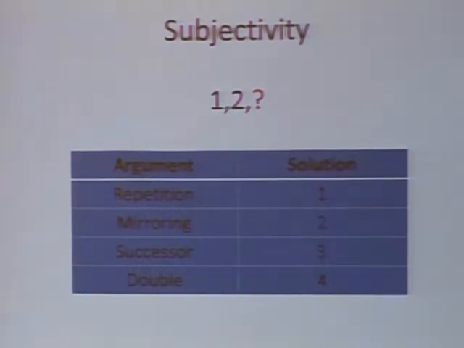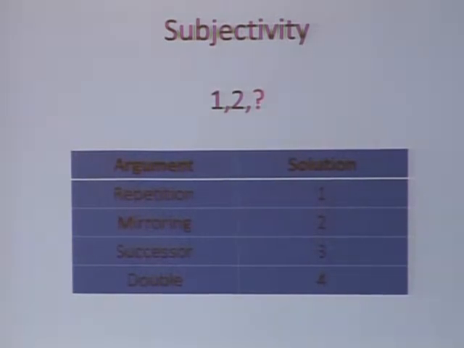And if we look more carefully at what we're doing when we're solving these problems, we can discover that they are fairly subjective. For example, if we take this ridiculously simple question, 1, 2, then what comes next? Well, you can argue for many things there. Maybe it's going to be a repetition, 1, 2, 1, 2. Maybe you want it to be mirrored, 1, 2, 2, 1, or a successor, 1, 2, 3, 4, or you're doubling all the time, 1, 2, 4, 8, and so on. Which one is better?